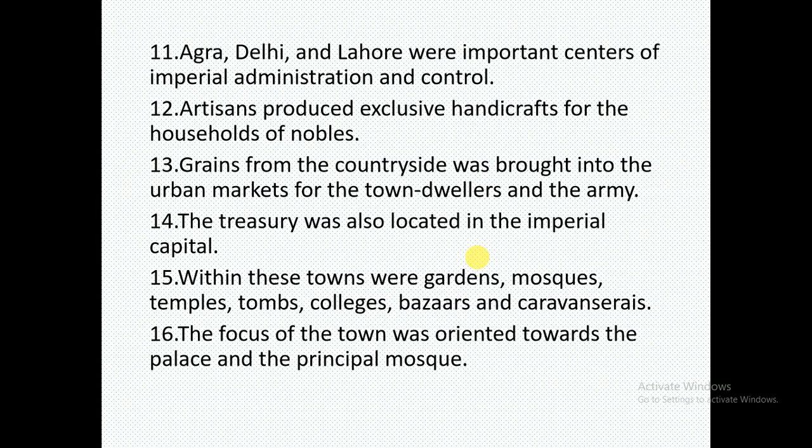And after that, the artisans living in the cities of Agra, Delhi and Lahore started to produce more exclusive handicrafts for the European households and nobles, right? Then next thing is the grains. They started to export grains from the countryside, and finally they brought these grains to the urban markets for the town dwellers, the armies and other people, and after that the treasury was also introduced in the imperial capitals.